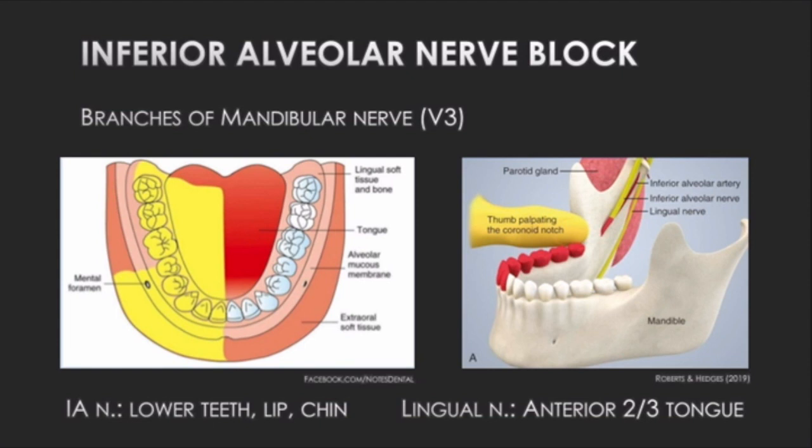So, as we discussed, the inferior alveolar nerve is a branch of your V3 nerve. The IA nerve itself only innervates the lower lip, lower teeth, and the chin, but it runs right adjacent to your lingual nerve right here, which actually provides sensation to the anterior 2/3 of the tongue. So when you do an IA nerve block, you should also get the lingual nerve as well.